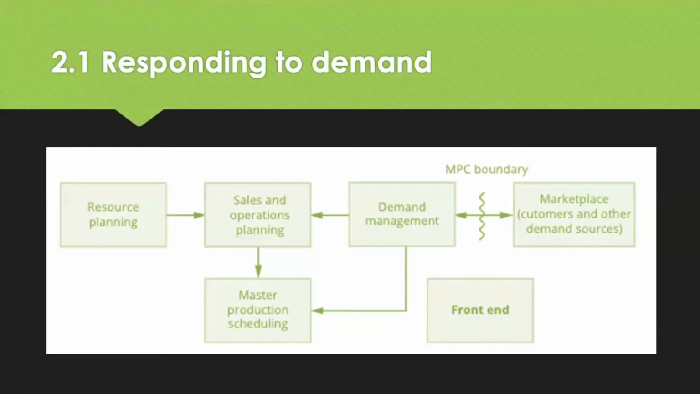But there are two types of demand. You've got independent demand and dependent demand. The independent demand is where demand for a product or service is not dependent on factors that can be controlled by the organisation. Dependent demand is dependent on the demand for another product.